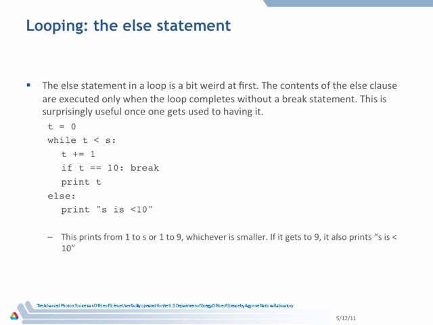Okay? You can do this without doing that, but then you have to set some variables and tests up. This is a really compact way to do it, and it really makes it easy to read. So this loop here will get terminated if t gets to 10. But if the loop ends earlier than that, because s has terminated, because t is now equal to s, then it will print this. So this will print either from 1 to s or 1 to 9, whichever is smaller. But if it gets to 9, it also does this. It tells us s is less than 10, because it didn't execute the break statement.